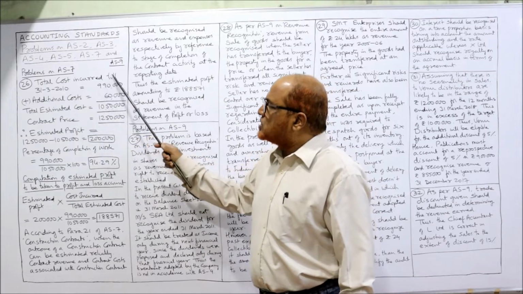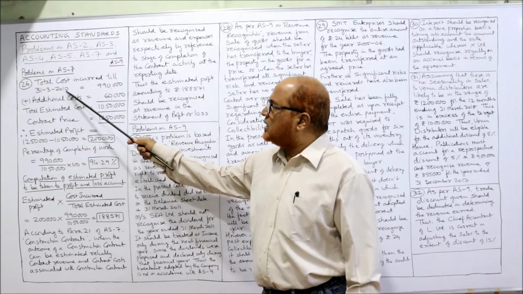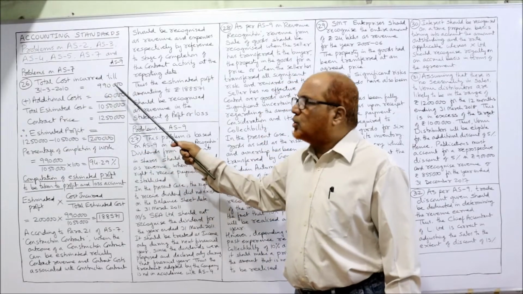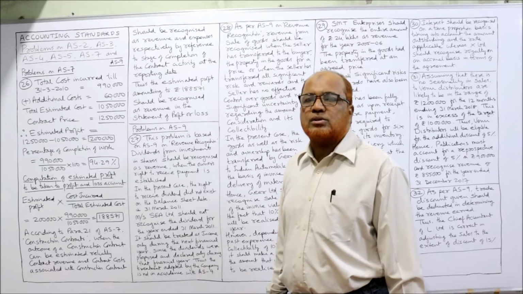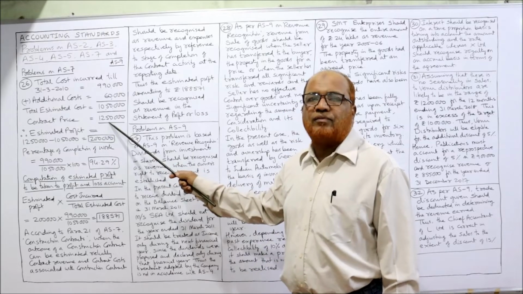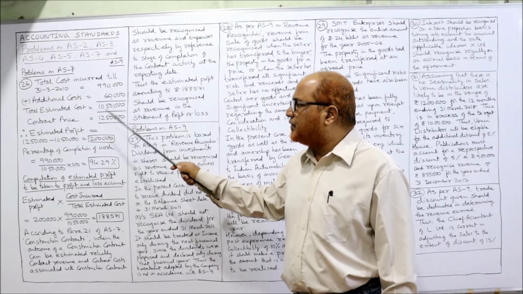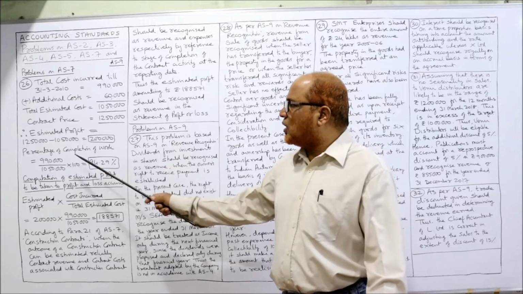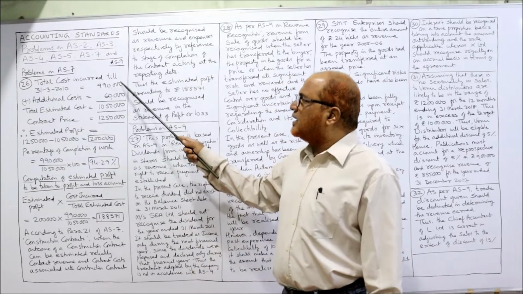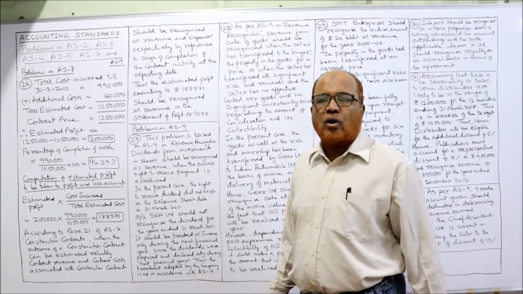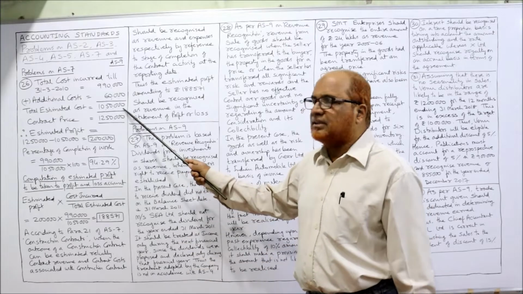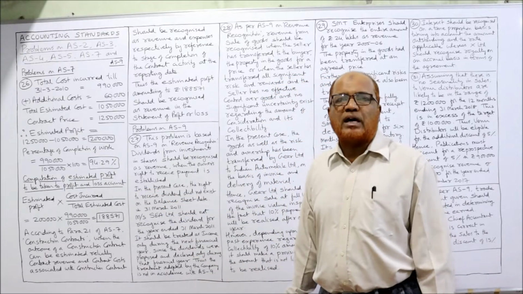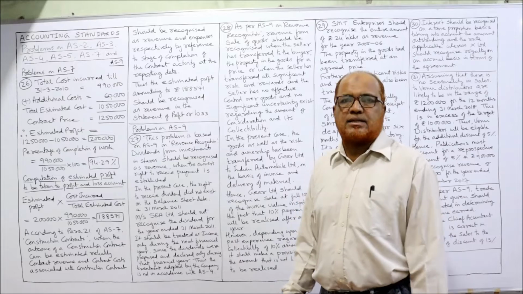So here, total cost incurred till 31st March 2010 is 9,90,000. Additional cost is 60,000. The total cost comes to 10,50,000. The contract price is 12,50,000. So 1250 minus 1050, 2 lakh rupees is the estimated profit. Now find out the percentage of completion of work. 9,90,000 rupees are spent on a total cost of 10,50,000. So 9,90,000 by 10,50,000 into 100, 94.29% work is completed. Right?